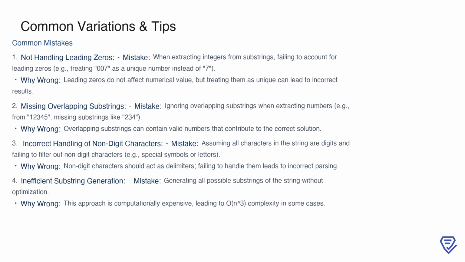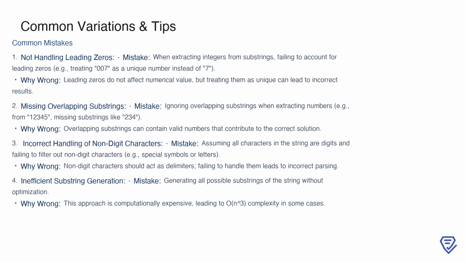One of the most common mistakes when solving this problem is failing to account for leading zeros. For example, if you encounter 007 in the string, it's important to recognize that numerically, this is just the number 7. Treating it as a unique value separate from 7 will lead to incorrect results, as leading zeros don't change the value of an integer.